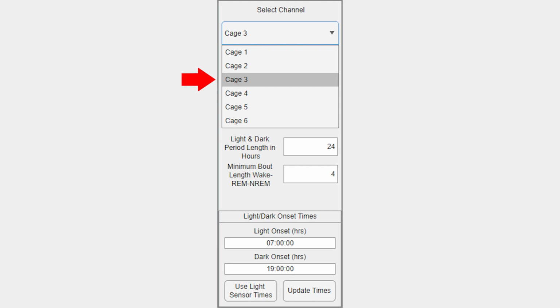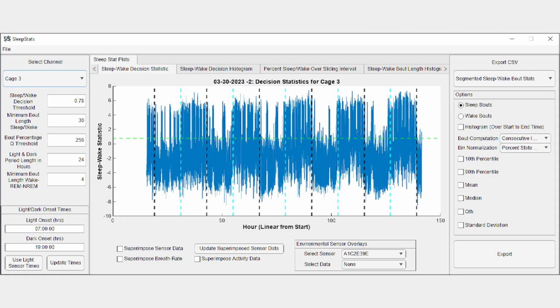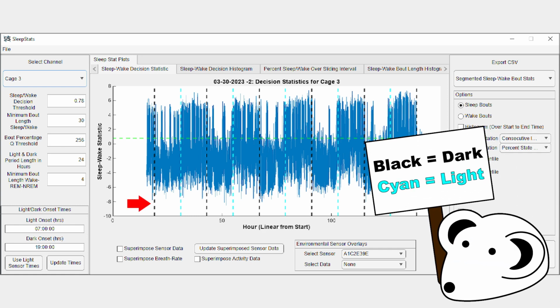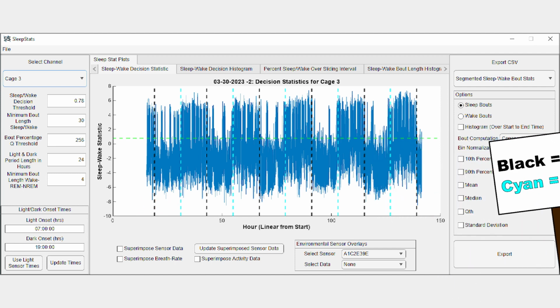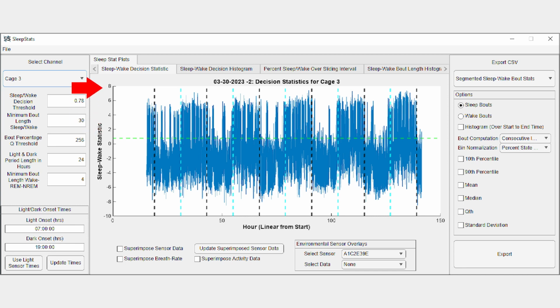Let's select Cage 3 and look at the time series of decision statistics. The x-axis is in hours and starts with the hour of the day the recording started on a 0 to 24 hour scale. This one started at about hour 15.5, and the number increases without a reset each day. So, multiples of 24 correspond to midnight of each day. The light and dark onsets are indicated as shown with the vertical broken lines.